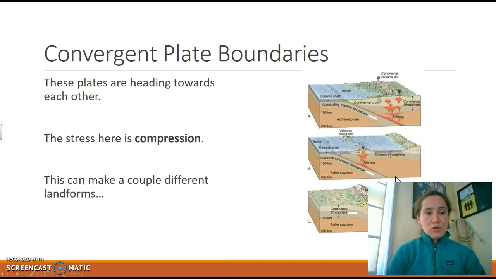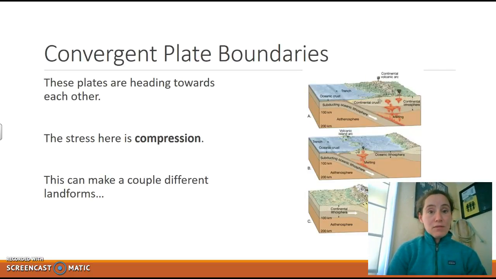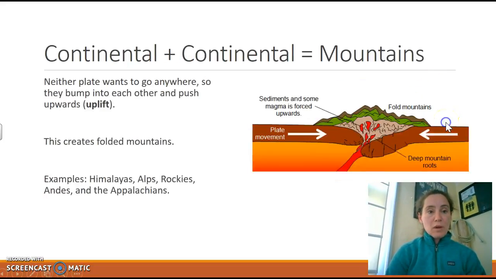So, convergent plate boundaries. These plates are heading toward each other. The stress here is compression as they run into each other, and they can make different landforms, which you can see over here. But let's go into each one.